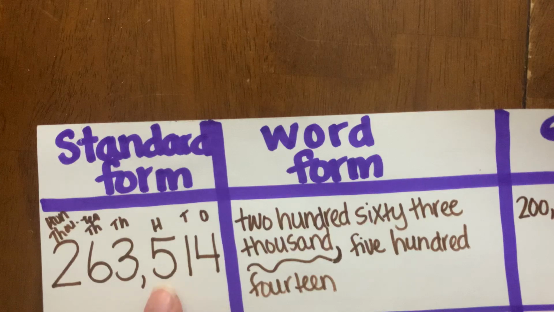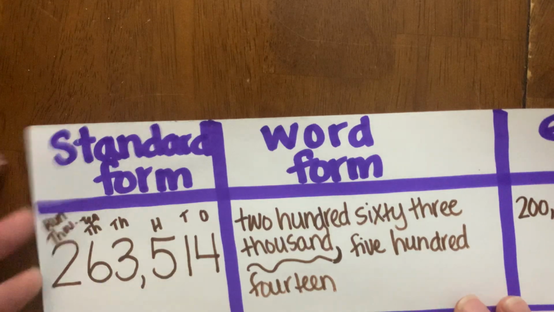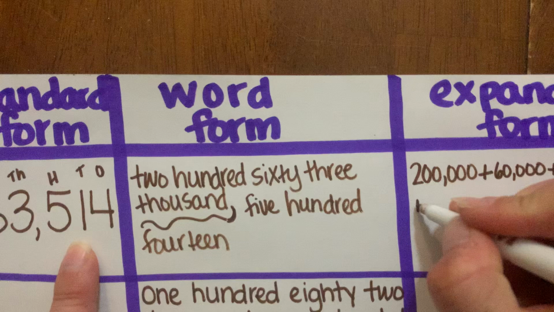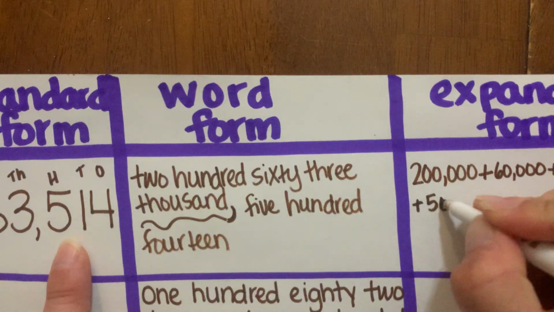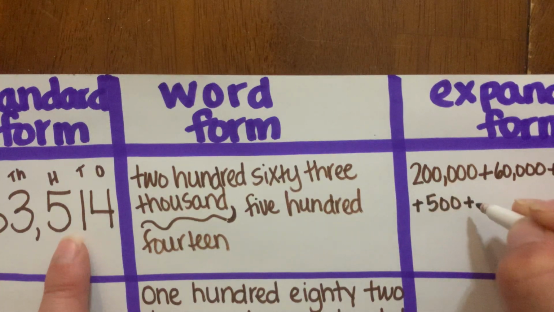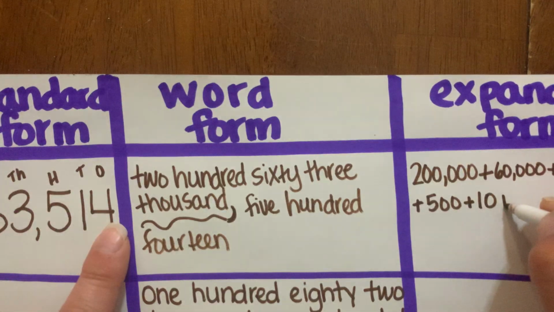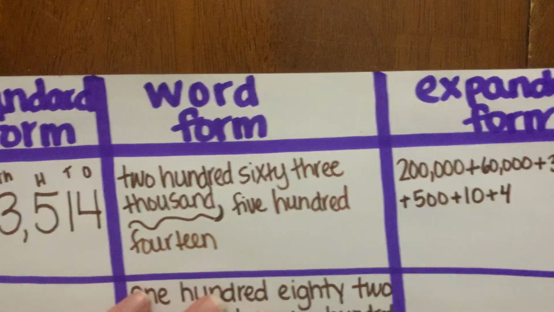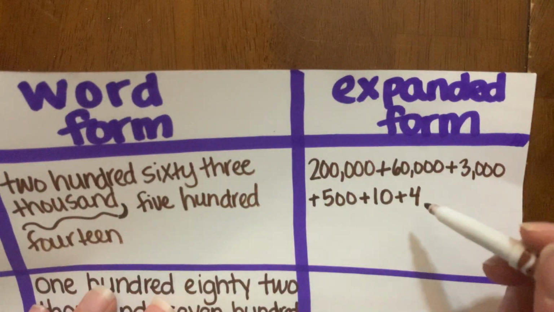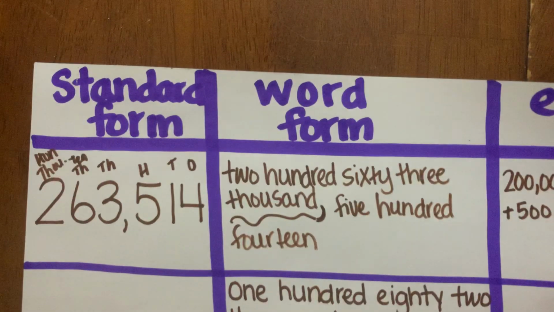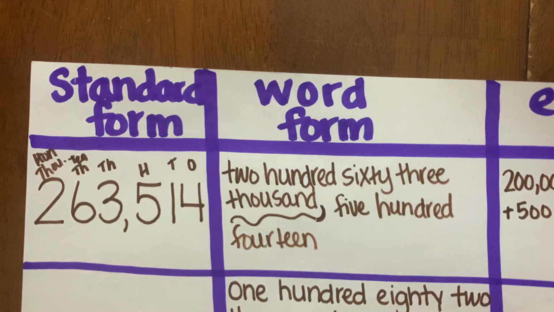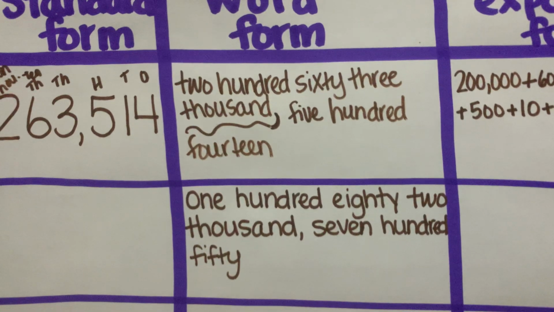Okay, now let me add the next set of three numbers, or period. This would be 500, right? Plus 500. Then I have 1 10, which has a value of 10, and then 4 ones. And if I actually added them up, I would have a total of 263,514. Let's look at this next one.